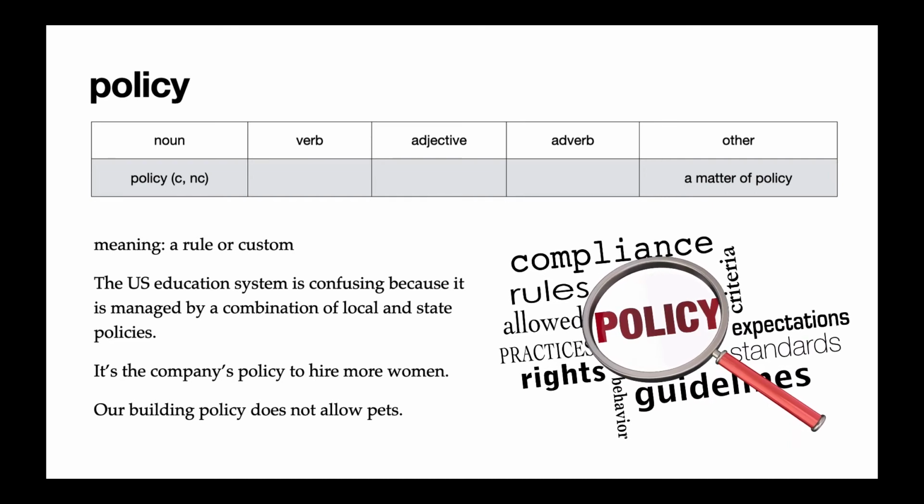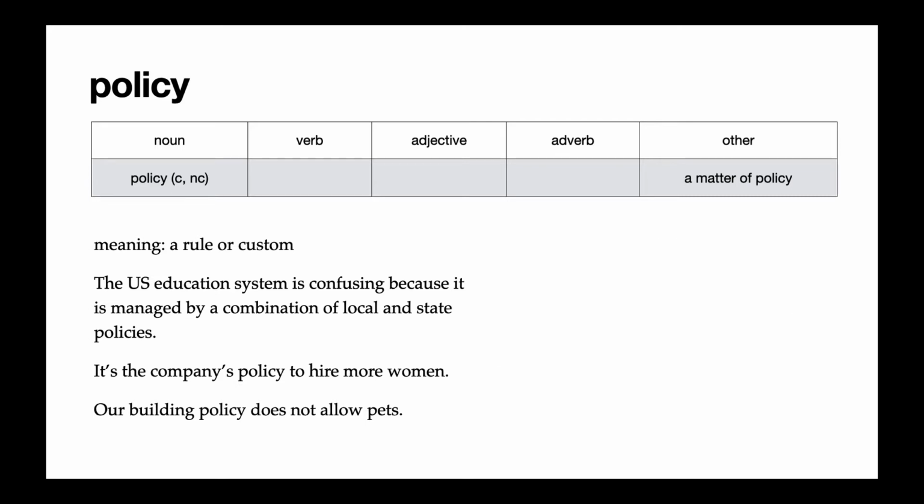In the reading we said the U.S. education system is confusing because it is managed by a combination of local and state policies. In our second example, it says it's the company's policy to hire more women. And the third example says, our building policy does not allow pets. So here we have several examples of how policy means some kind of rule. In the other column, I wrote the phrase, a matter of policy, which just means this is kind of a rule that someone might have.